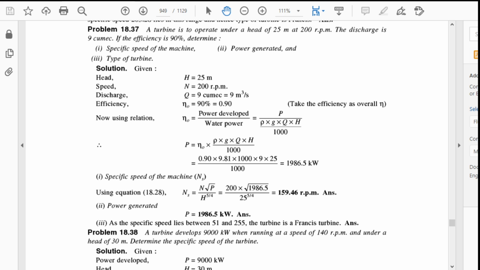This is about the specific speed and the draft tube theory for turbines. In the next video we will finish this chapter by studying the unit quantities and the characteristic curves for the turbine. That will be the last part of the module. Up to this we have covered all the types of turbines and the design part of it, and also the draft tube theory and the specific speed. Thank you.